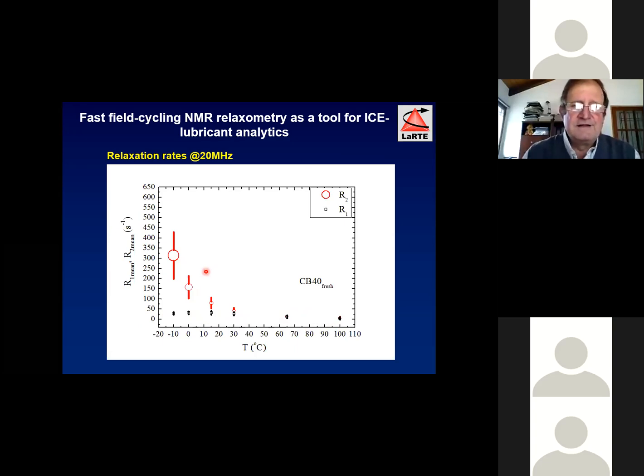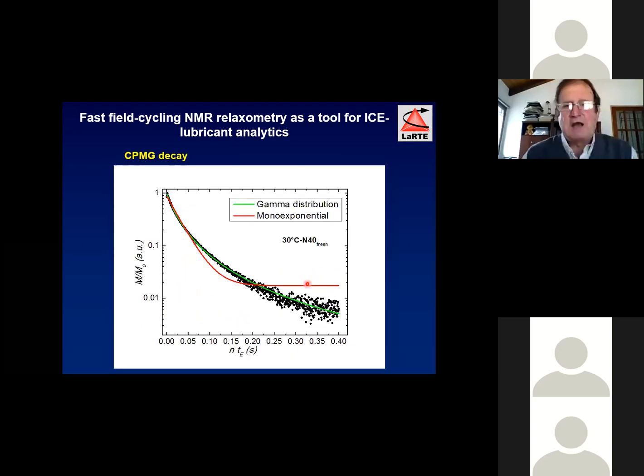Here, the size of the data point represents the error in the determination of the mean value of the distribution. And the bar represents the width of the distribution. These are completely different things. This is the base, okay?